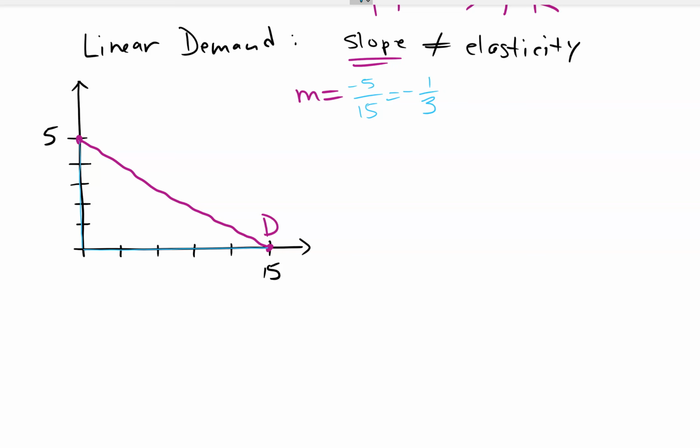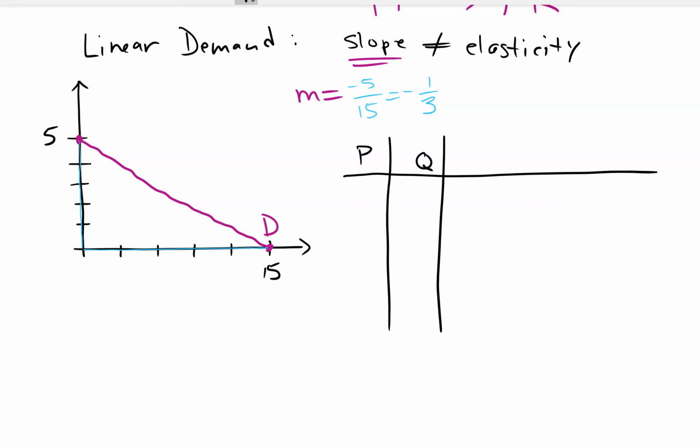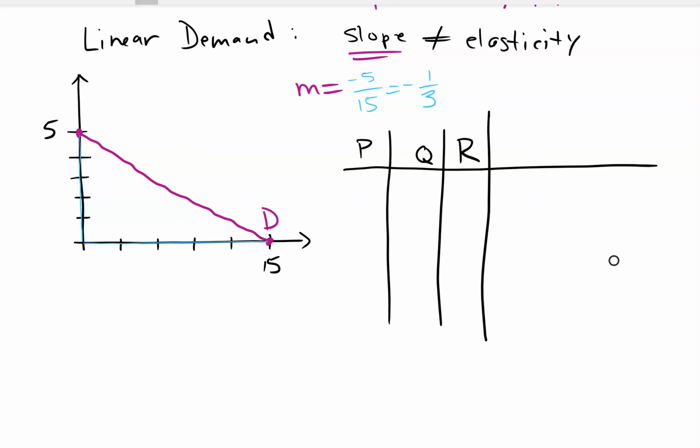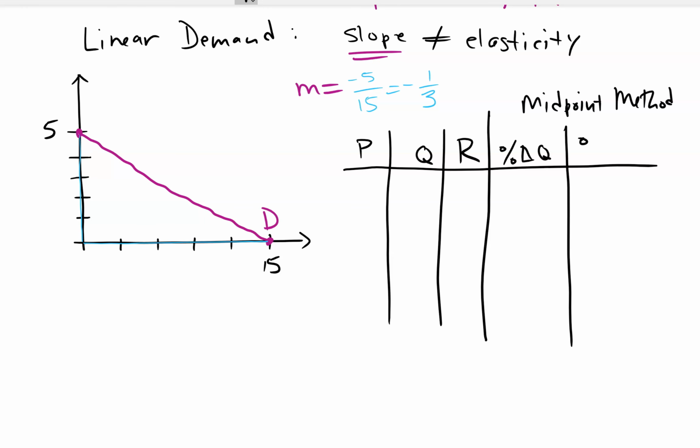So let's go ahead and make a table on the side of elasticity, and then we'll get a chance to see how elasticity is different. We're going to put in here our price, our quantity, revenue, and then we're going to use the midpoint method. I want to actually put the elasticity here, but you will be able to see by just looking at it whether it's elastic, unit elastic, or inelastic. So we've got our percentage change in quantity and our percentage change in price, and we're going to use the midpoint method to calculate this.